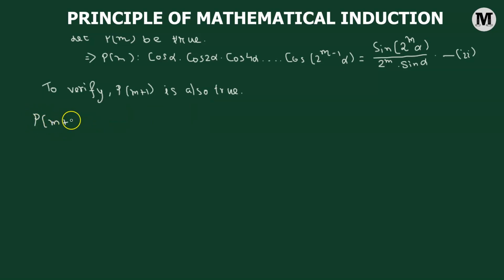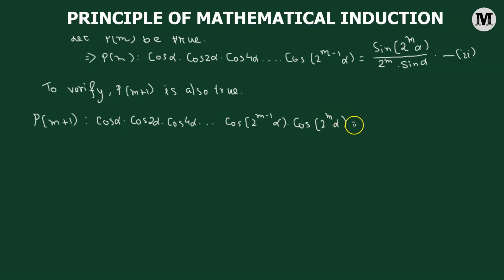P of m plus 1 is simply going to be given by cosine of alpha times cosine of 2 alpha times cosine of 4 alpha going all the way up to cosine of 2 raised to the power of m minus 1 times alpha. But we will have to consider one more term. If we replace m with m plus 1, we get the last term, which is cosine of 2 raised to the power of m times alpha.